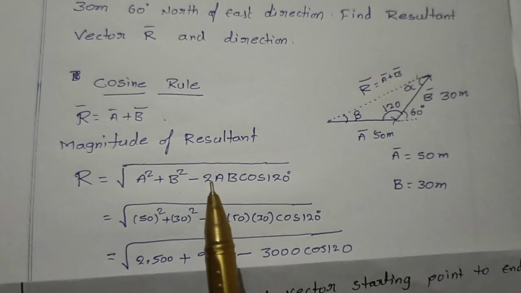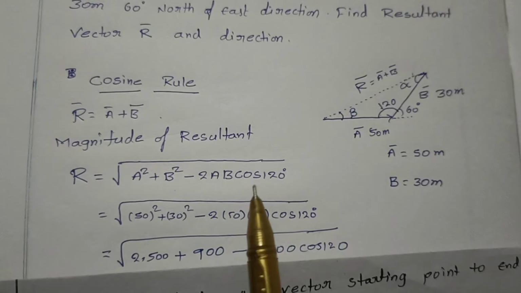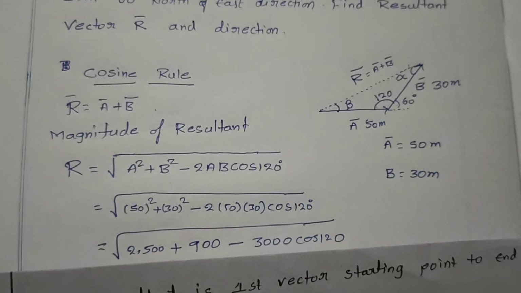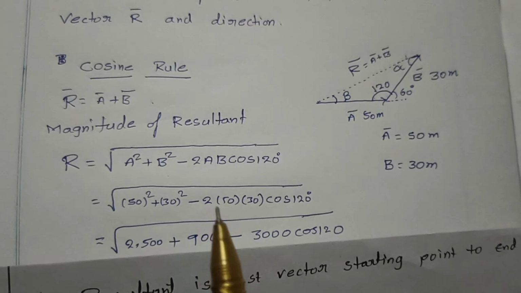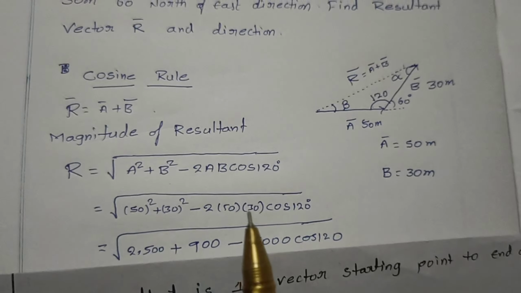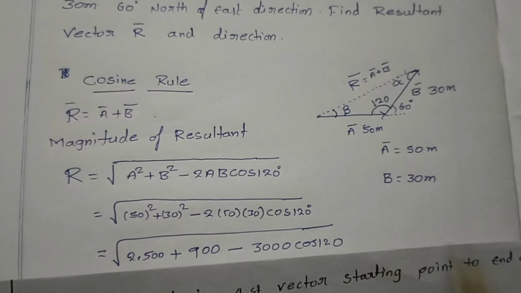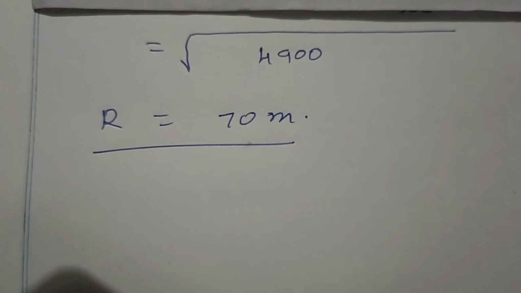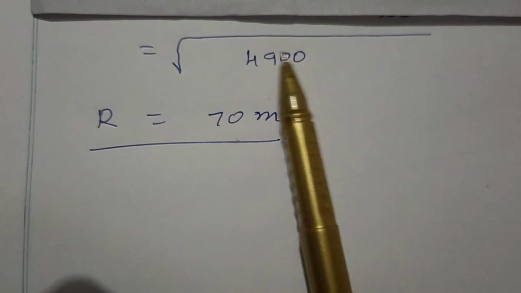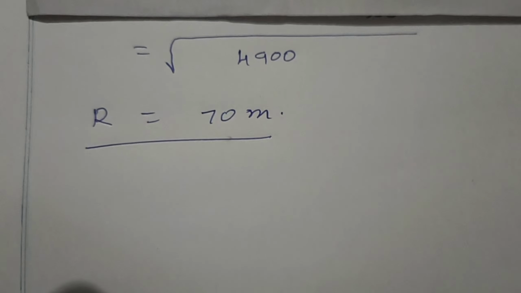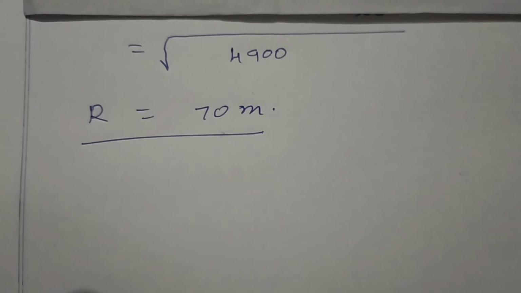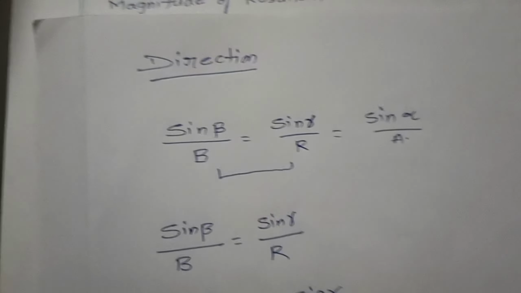Now the magnitude of the resultant vector: the formula R is equal to the square root of A squared plus B squared minus 2AB cosine 120 degrees. So 50 squared plus 30 squared minus 2 times 50 times 30 times cosine 120. If I calculate with that, I get root 4900. Then R is equal to 70 meters, the magnitude of the resultant vector.